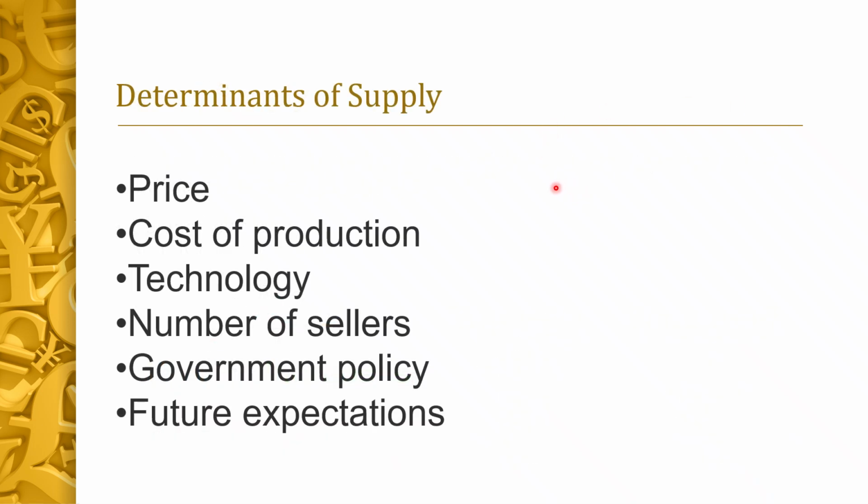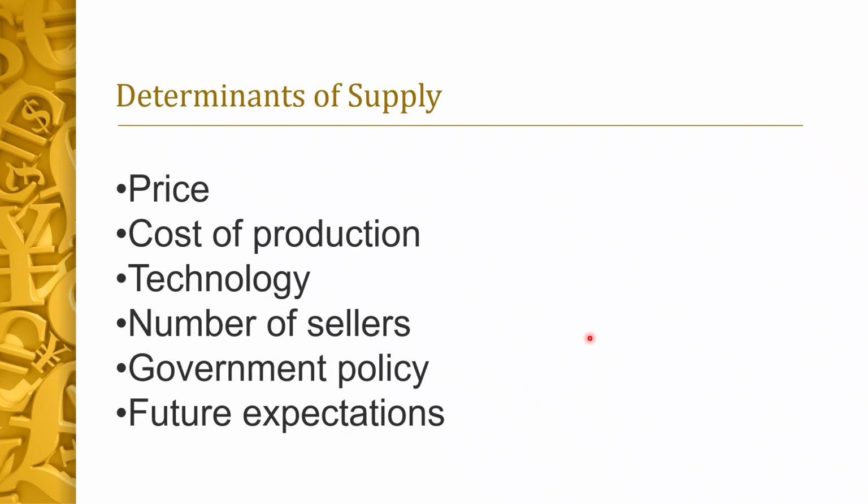Now let's look at the different determinants that affect the supply of a product. We say that supply depends on the price of the product. Price increases, supply increases. The cost of production, the technology that we are using, number of sellers, government policies, and the future expectations related to the price.